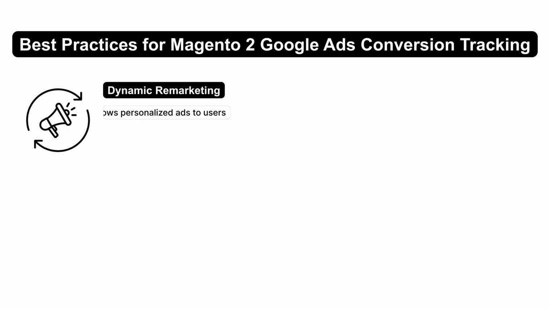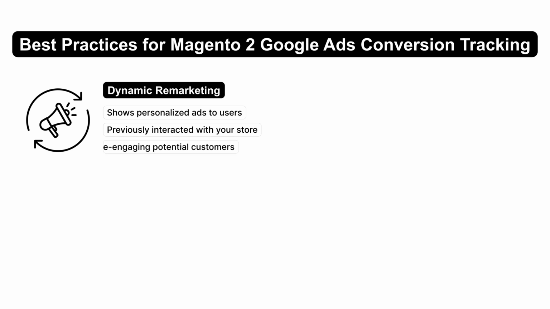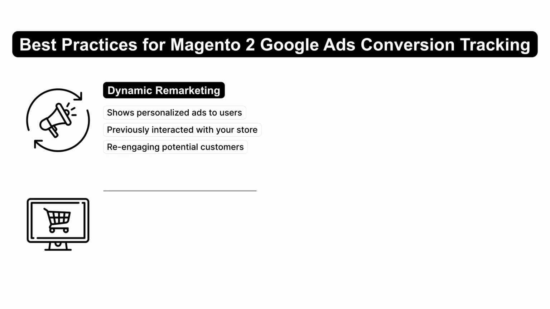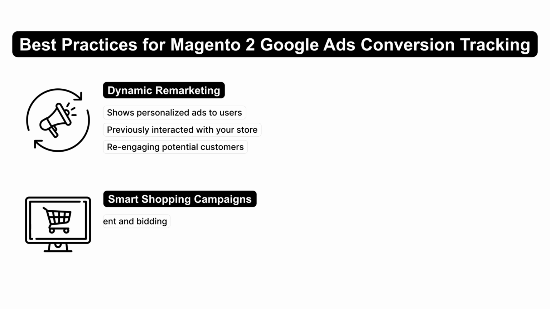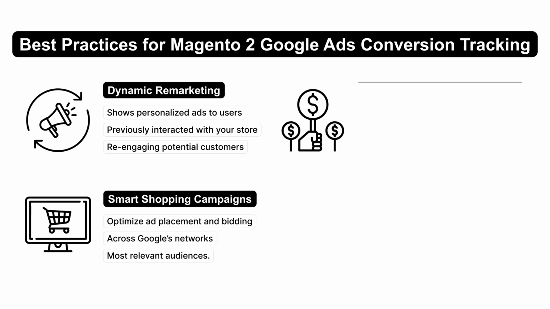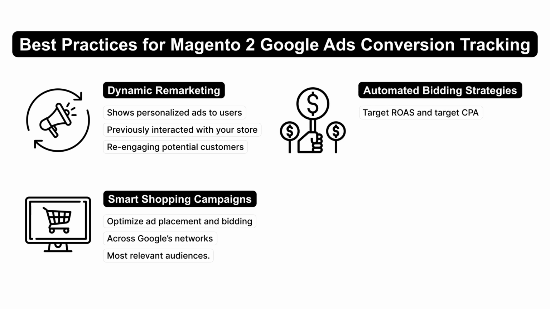Dynamic remarketing shows personalized ads to users who have previously interacted with your store, re-engaging potential customers. Smart shopping campaigns use machine learning to optimize ad placement and bidding across Google's networks, showing your products to the most relevant audiences.